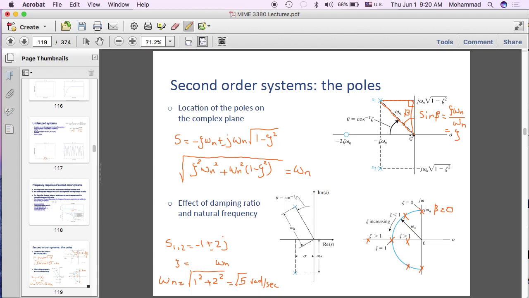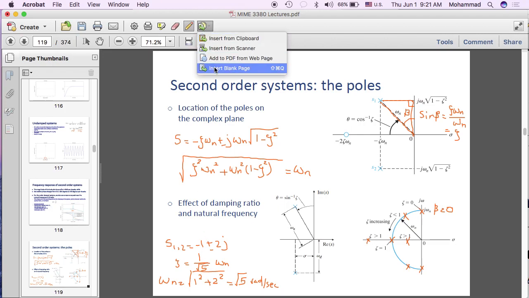So I have omega n, can I calculate my zeta? What is zeta equal to? Zeta is equal to sine of beta. So I need to calculate sine of beta. Sine of beta is what? The real part, which is 1, over omega n, which is square root of 5. So zeta is 1 over square root of 5, whatever that number is. And it's definitely less than 1, so we're dealing with an underdamped system.